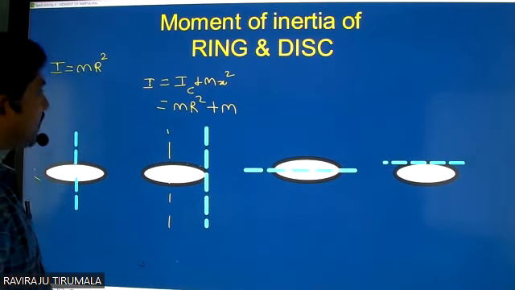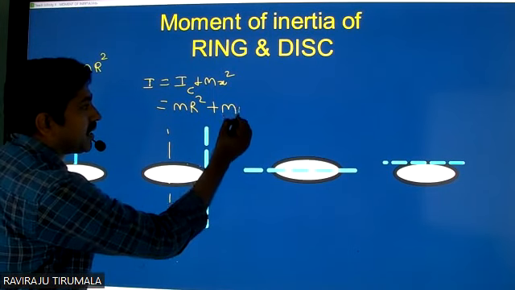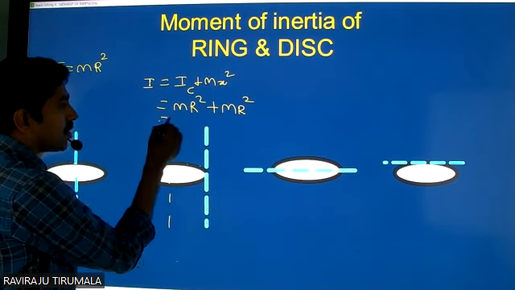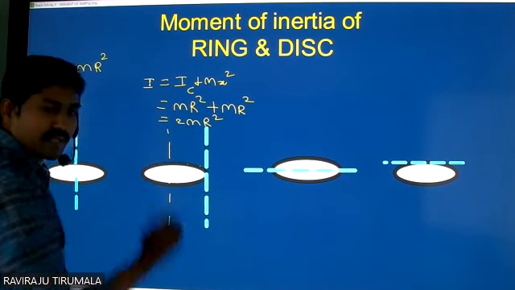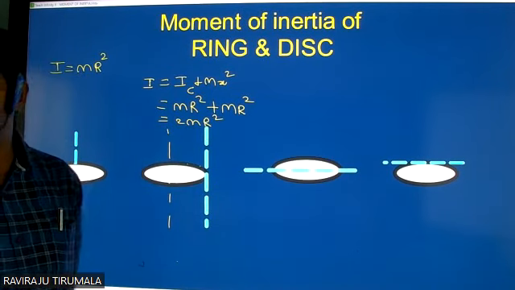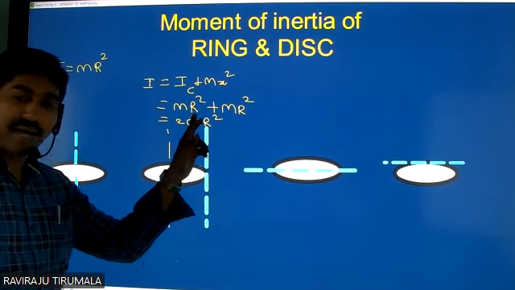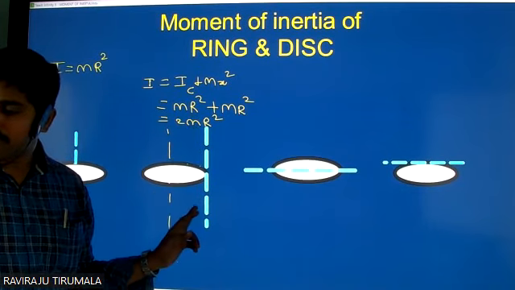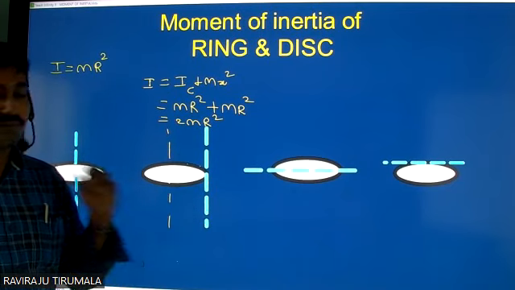So this will be mr square plus m into the distance between these two, again r only. So total mr square plus mr square will be 2 mr square. 2 mr square is the formula for moment of inertia about an axis passing through the edge of the ring and perpendicular to the plane of the ring.